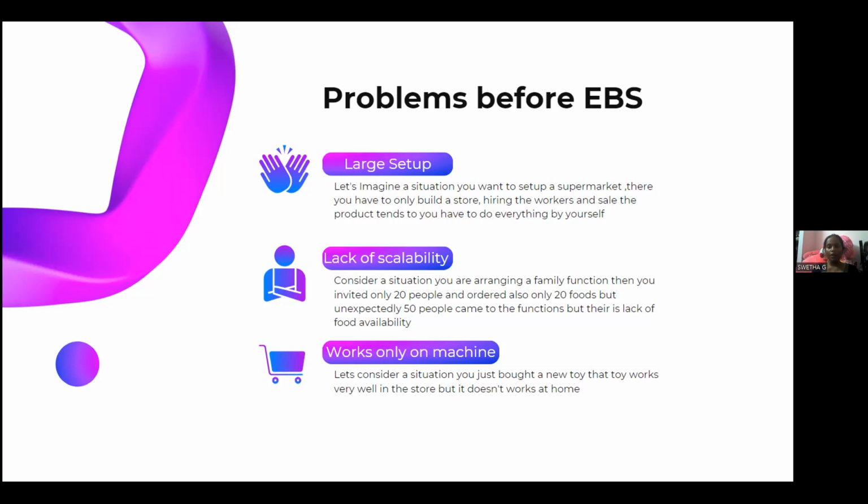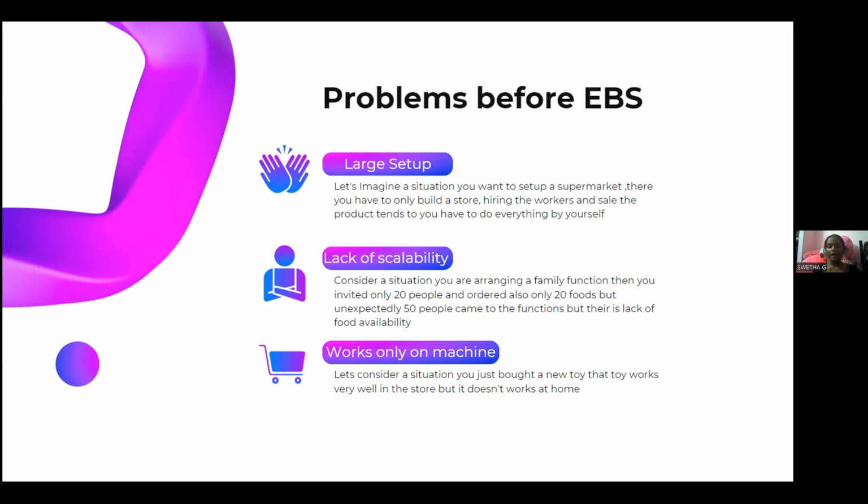Consider a situation where you are arranging a family function. You have invited only 20 people and ordered food for only 20. But unexpectedly, 50 people came to the party. That lack of food availability happens. Similarly, when we are deploying our application, there is also a lack of scalability, like configuration lacking. These are the problems before Elastic Beanstalk, and also it works only on one machine.